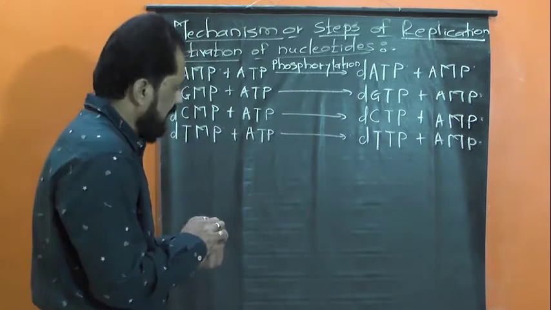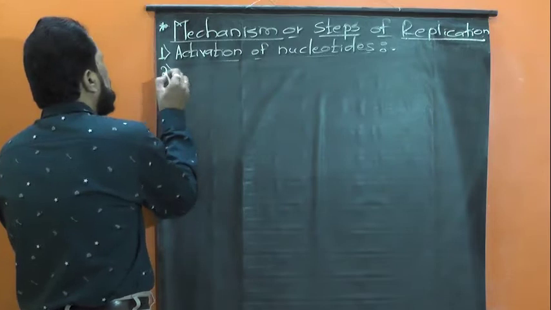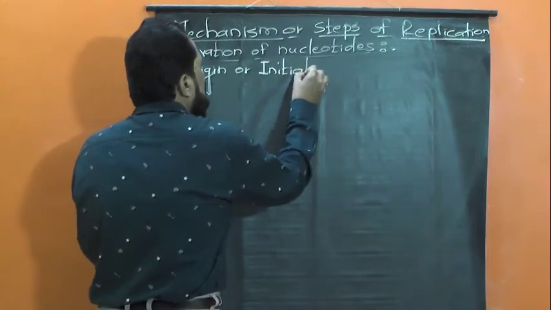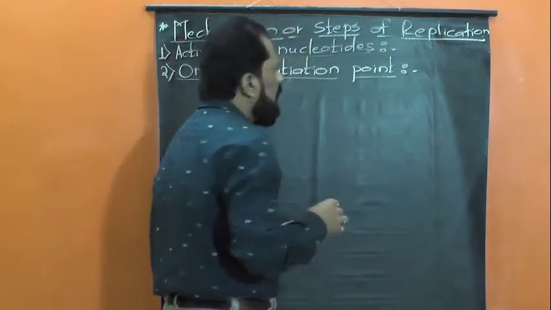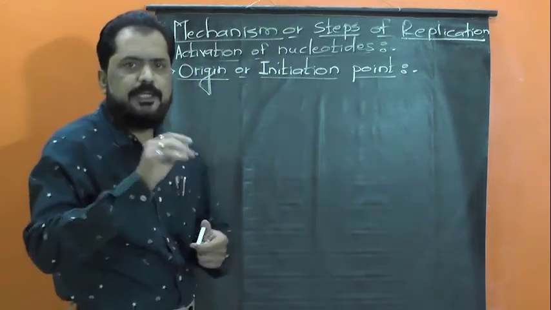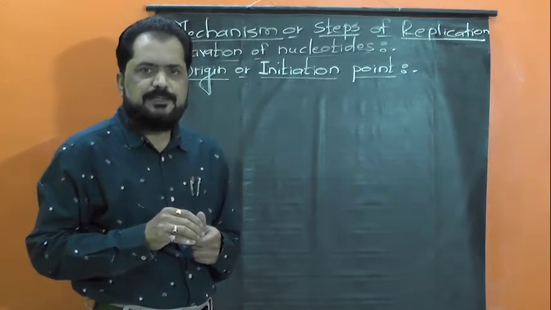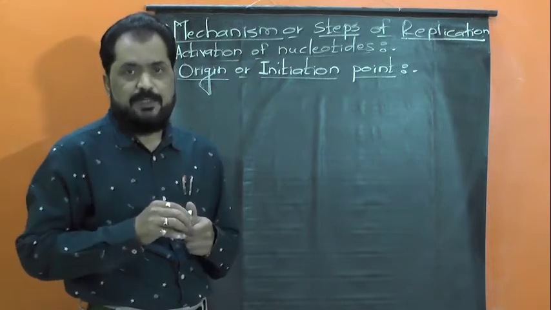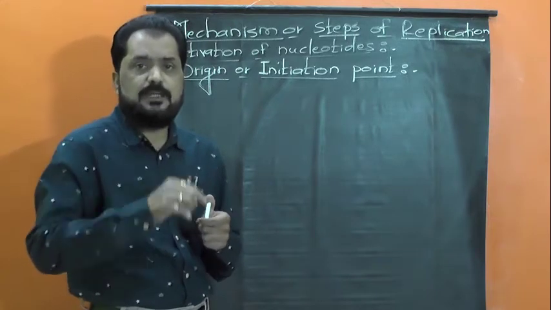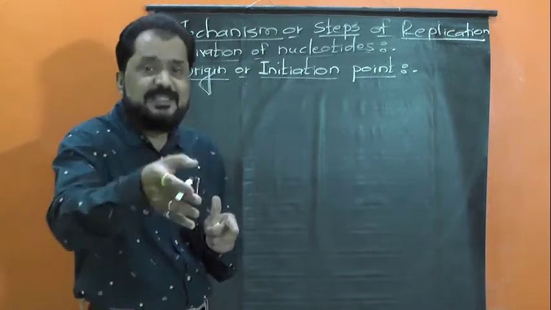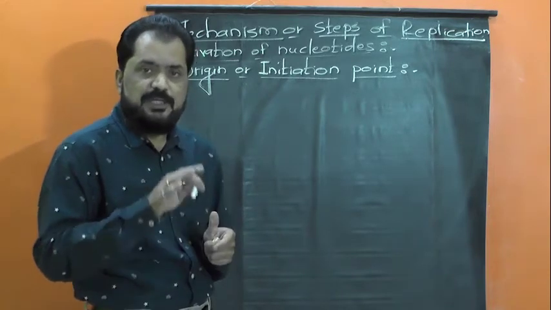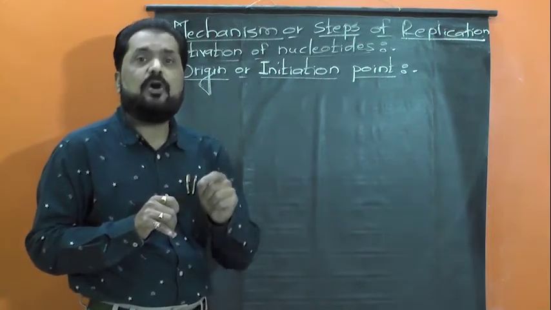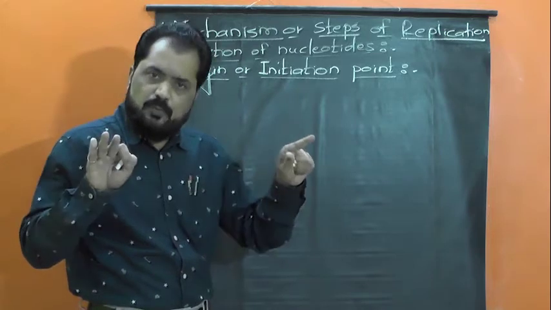Now come to the second step. Second step, origin or initiation point. The process of replication on DNA starts at a specific point, at a specific region, and that point on the DNA molecule where it starts the process of replication is known as initiation point or point of origin or simply origin.